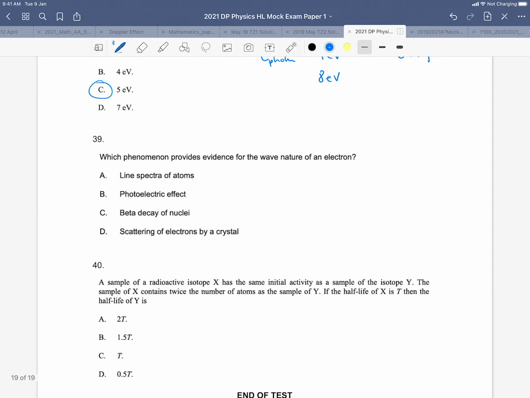Which phenomenon provides evidence for the wave nature of an electron? That is, what were they called again? I can't remember the name, I would have to look it up. Germer and something, I can't remember. But it's electrons being scattered by the tiny spaces between atoms in a crystal. That is what provided evidence for the wave nature of an electron. They gave the Nobel Prize to those people.